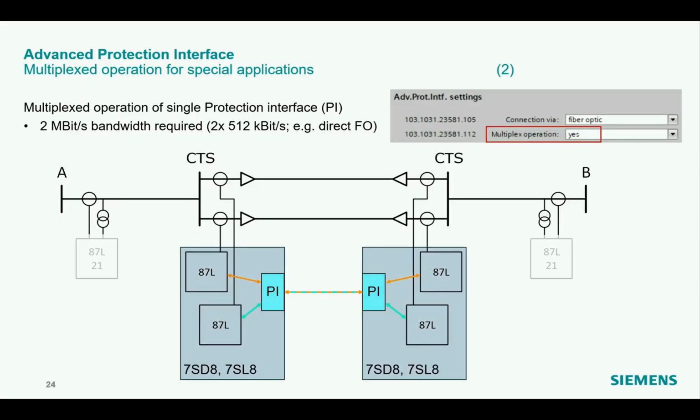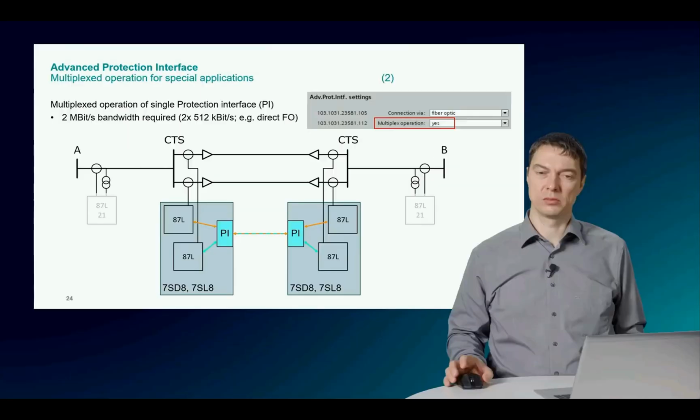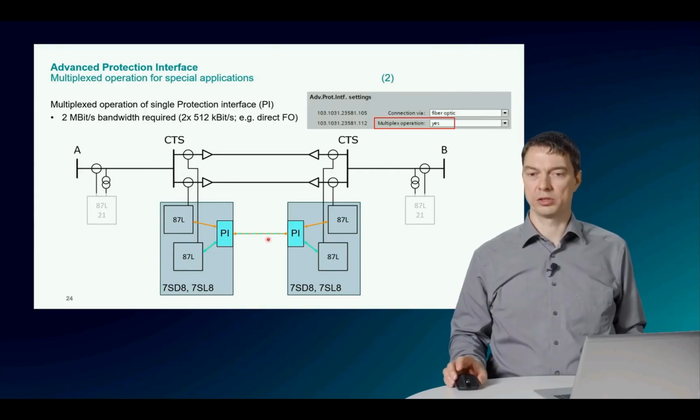As I already said, the new advanced protection interface provides that you protect more than one function group line. In this example, this is still one line which is protected, but you have 2 cables. So one device in this example will protect both cables using one protection interface.